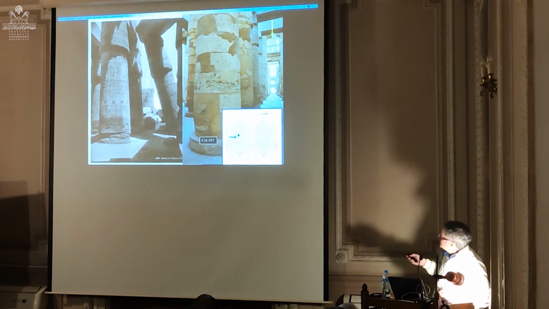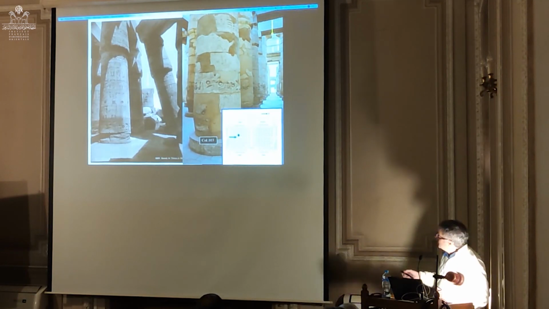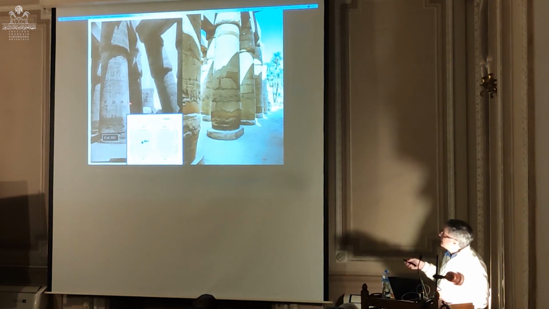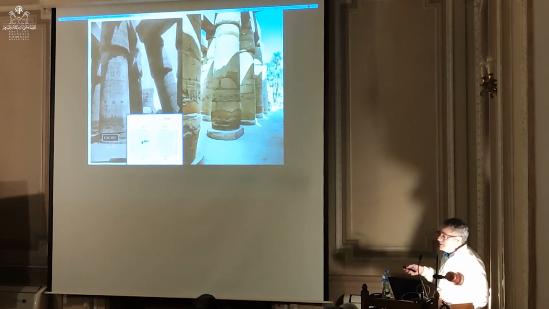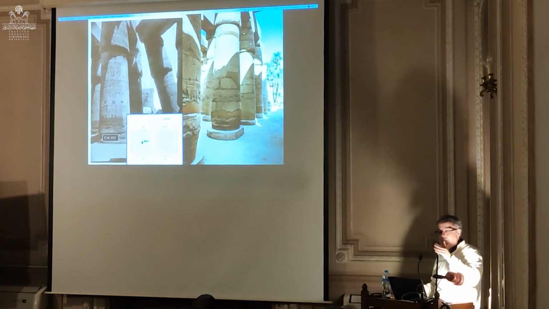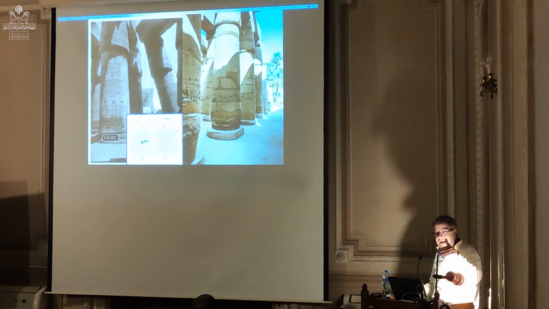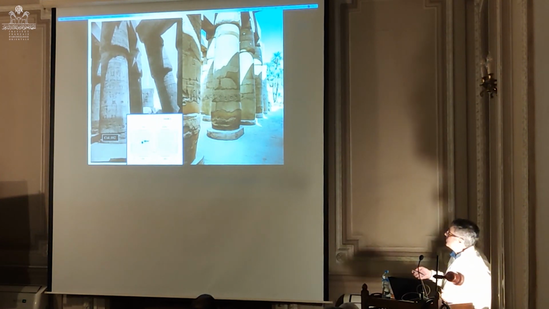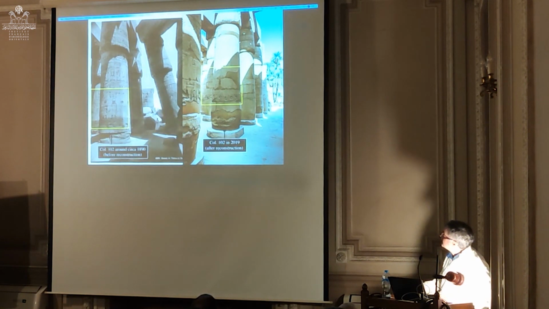Sorry, it's the opposite. Today you are looking from north to south, but here you see a column that is not in the same view as here. So in fact, it's the other way around. That picture was taken from south to north. And so this is the column today that you see over here. So basically, this column was erected on the wrong side of the axis.